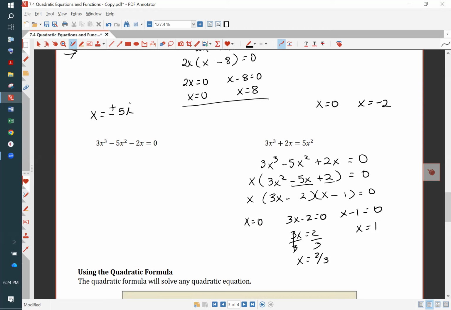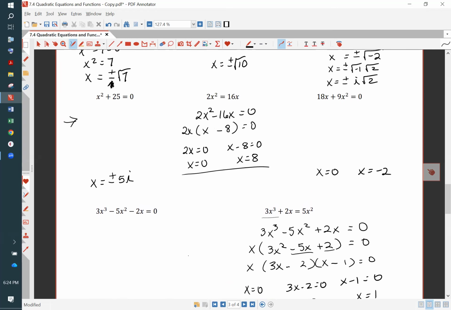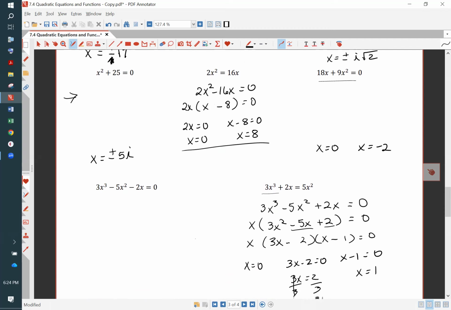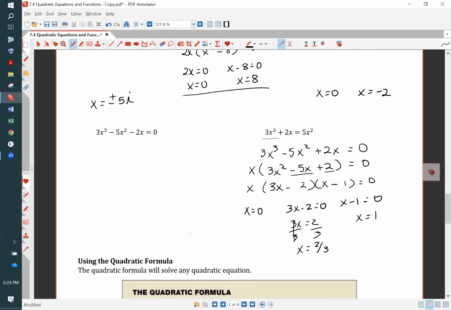All right, so you notice we have an x to the 3rd equation here, and now we have 3 solutions. Okay, that's usually how it goes. If you have an x to the 3rd equation, you'll have 3 solutions. If you have an x squared, like the ones above, you'll have 2 solutions. When you have a linear equation, you just have 1 solution, and so on. But now I'm waiting for y'all's answers on the other one.